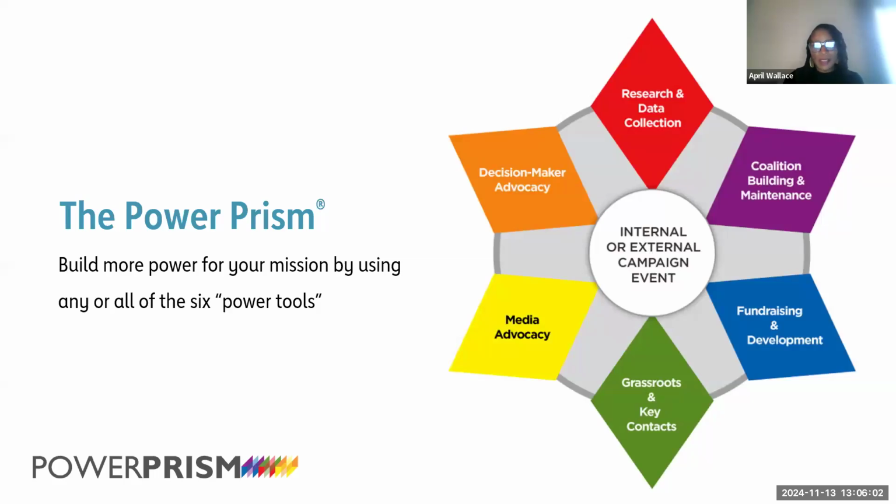So influencing decision makers is all about making it easier for them to give you what you want. The Power Prism is built on 6 power tools of advocacy that help apply pressure on decision makers to really help you reach your policy goals. These 6 tools include the research and data collection, the coalition building and maintenance, fundraising and development, grassroots and key contacts, media advocacy, and decision maker advocacy. Next slide.